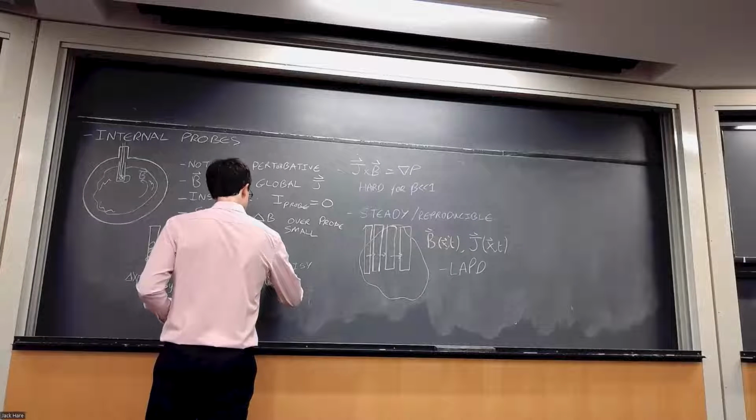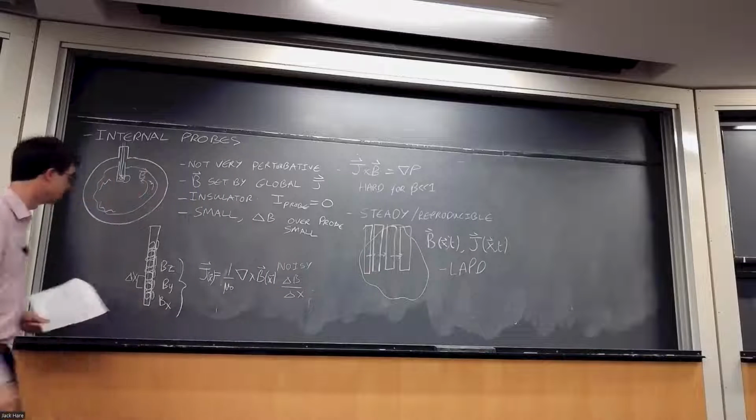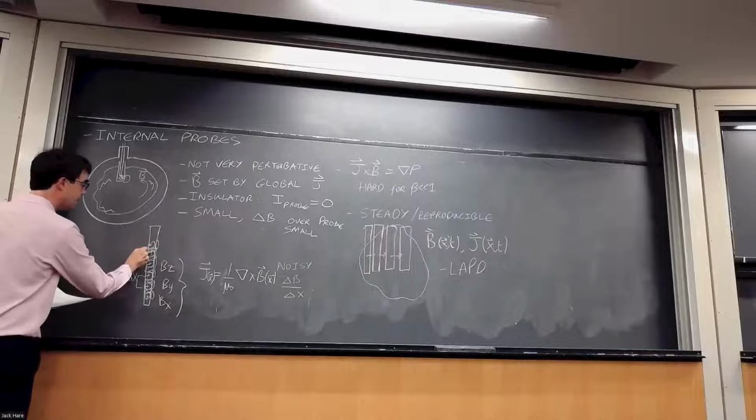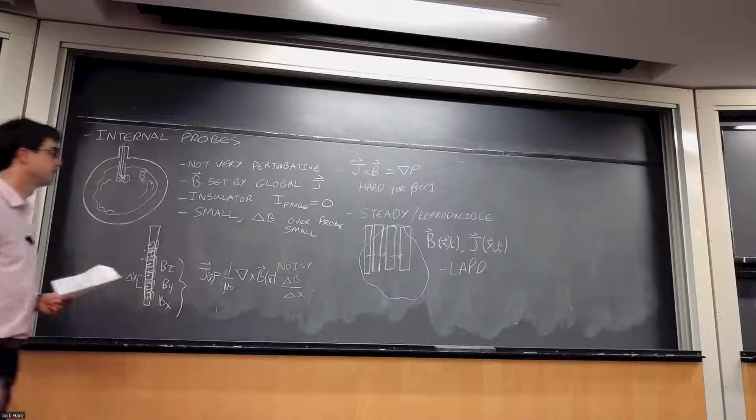So this is B of X. So you get J of X wherever your measurement is being taken. So you would get J at the locations of each of these coils, or depending on your differencing scheme, halfway between the locations of each of the coils.